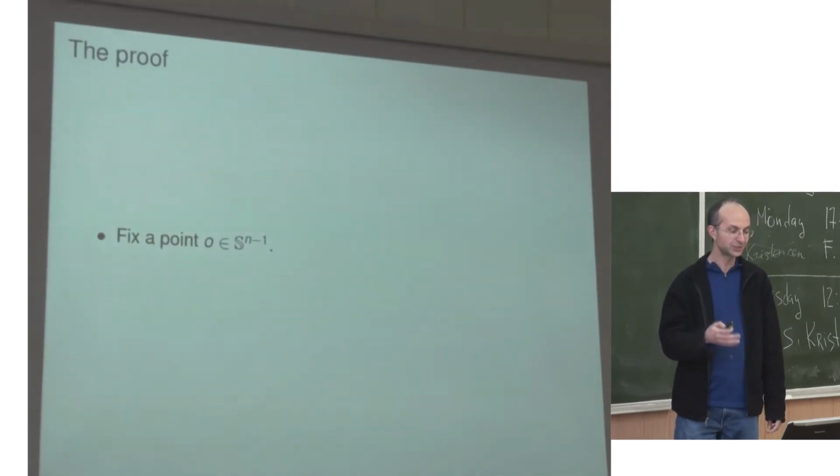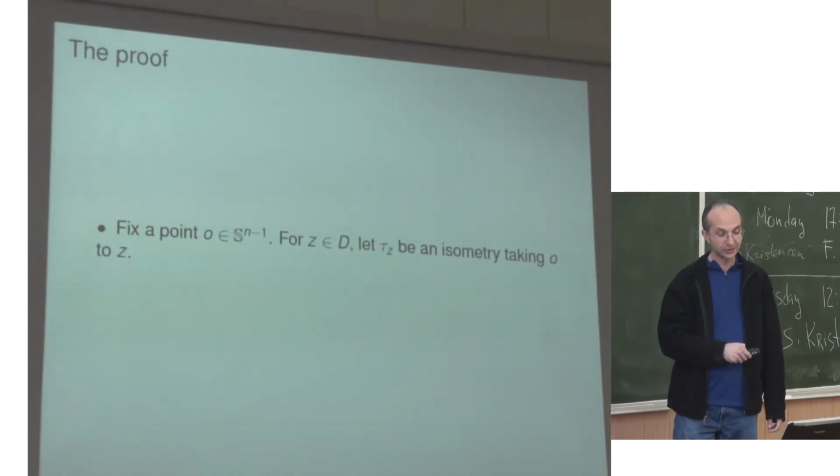In the sphere, as opposed to the Hamming cube, we don't have any special point, right? We don't have a zero, so fix a point. This is our special point. This is the center around which we're working. And for any point of the design, consider any isometry taking our fixed point O to this point of the design, right? We have many isometries like that. We take it.